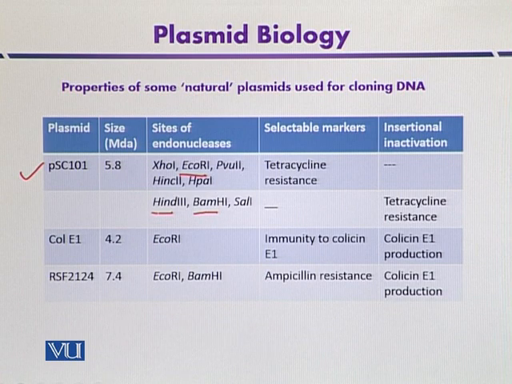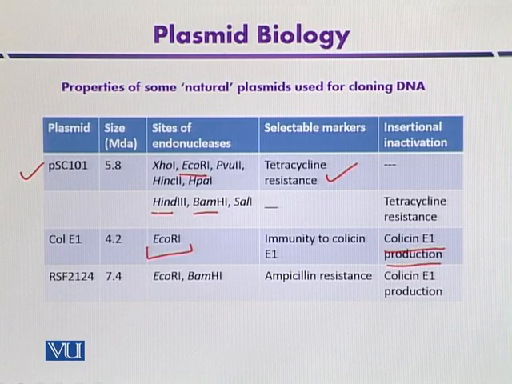And here the selectable marker is for tetracycline resistance, and insertional inactivation is not used here as a selectable marker. The next plasmid is ColE1, very famous, and it contains a single restriction site for an enzyme like EcoRI. It contains a selectable marker for immunity to colicin E1, and at the same time it also contains the gene that can mediate the production of colicin E1.